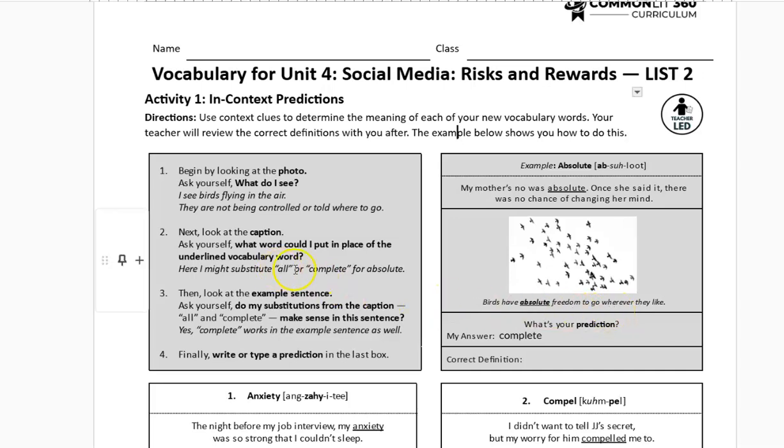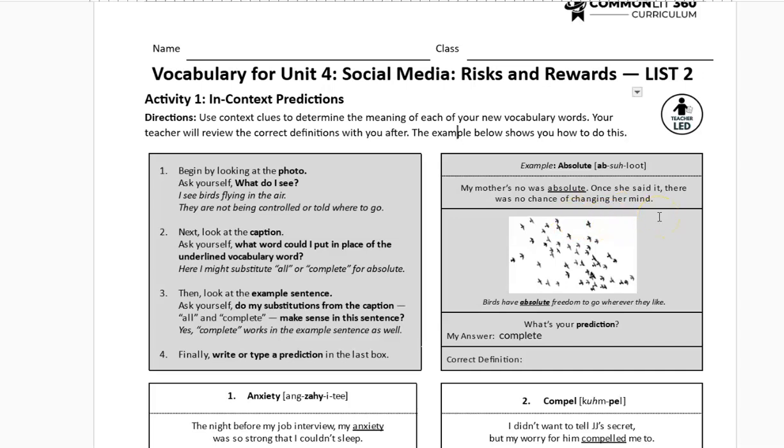And it gives us two options to plug in. Our options are all or complete. So birds have all freedom to go wherever they like, or birds have complete freedom to go wherever they like. Both of those seem like they could be possible options. Step number 3 says to look at the example sentence and ask yourself, do my substitutions from the caption, which again were all or complete, make sense in the sentence? The example sentence is going to be above the picture. My mother's no was absolute. Once she said it, there was no chance of changing her mind.